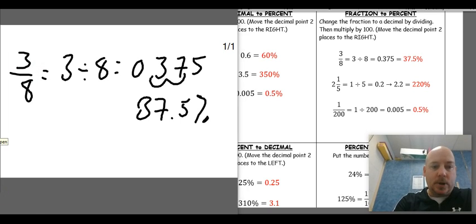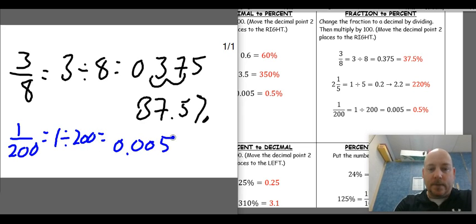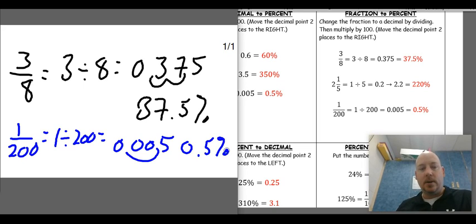Got that one there on the bottom. Let's add 1 over 200. I just do 1 divided by 200 to get 0.005. Again, it just moves over 2 places to get 0.5%. So fraction to a percent is a common conversion that you'll do in math. Just divide to get that decimal, move that decimal point over 2 places.